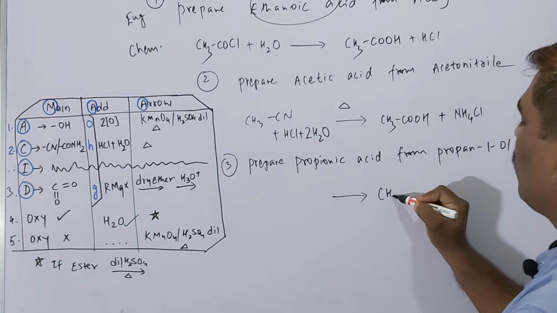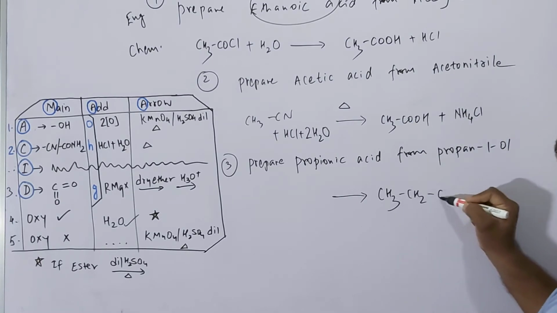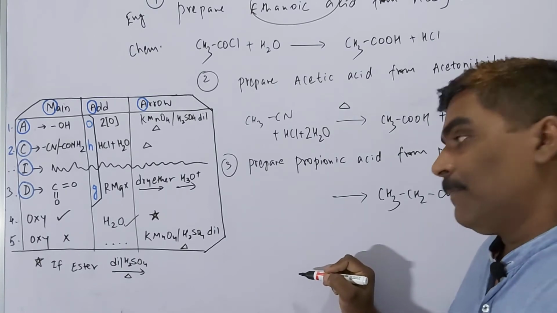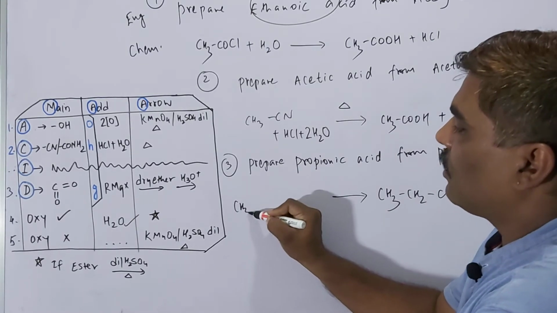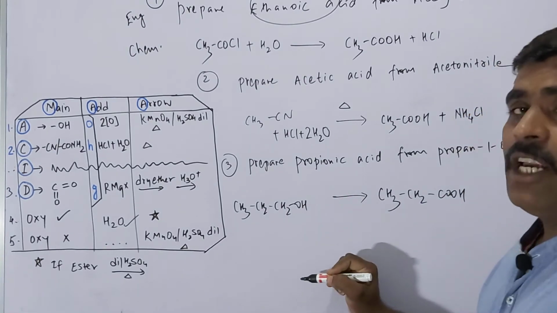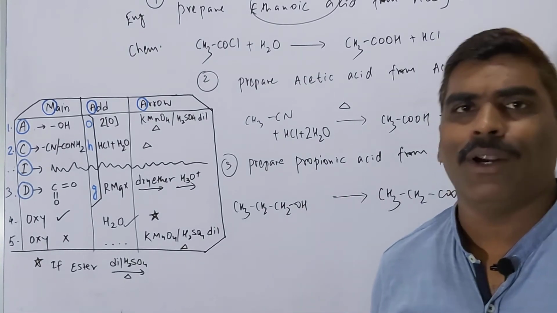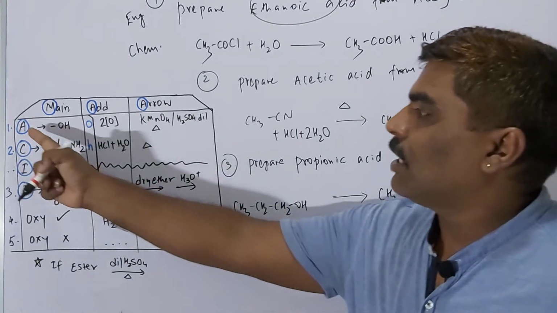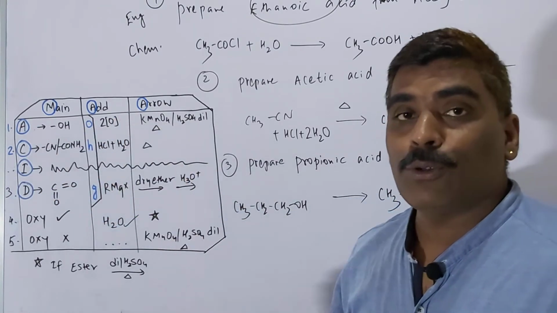Propionic acid, which is CH3CH2COOH. Now propan-1-ol, that is CH3CH2CH2OH. It becomes very simple to understand what we have to add. Alcohol is there. Number 1 method, what you are going to do?